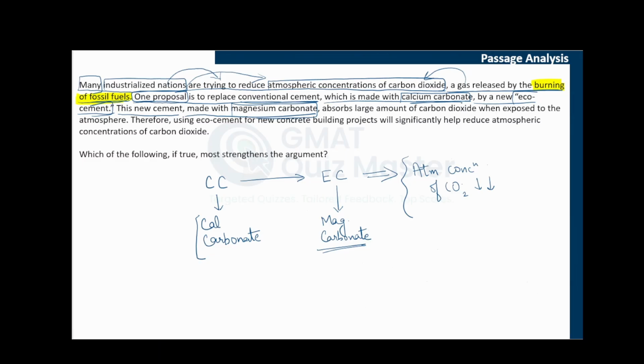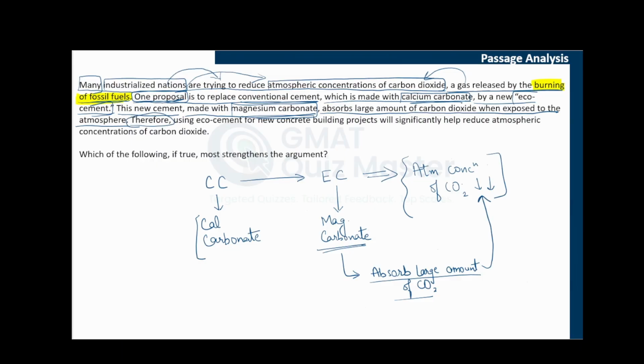All right, now this new cement made with magnesium carbonate absorbs a large amount of carbon dioxide when exposed to the atmosphere. All right, so this particular cement will absorb a large amount of carbon dioxide when exposed to the atmosphere. Now this seems to be connecting to the ultimate result, that this is how maybe the proposal thinks that because this eco cement will absorb a large amount of CO2, that is how it will help reduce the atmospheric concentration of CO2. All right, let's read further.